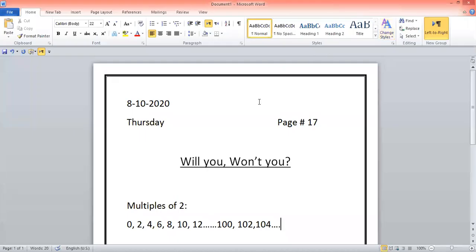By the way, this is lesson number 30 for grade 3 mathematics. All right, we are learning about the multiples of 2. I repeat what I said to you. What are multiples of 2?